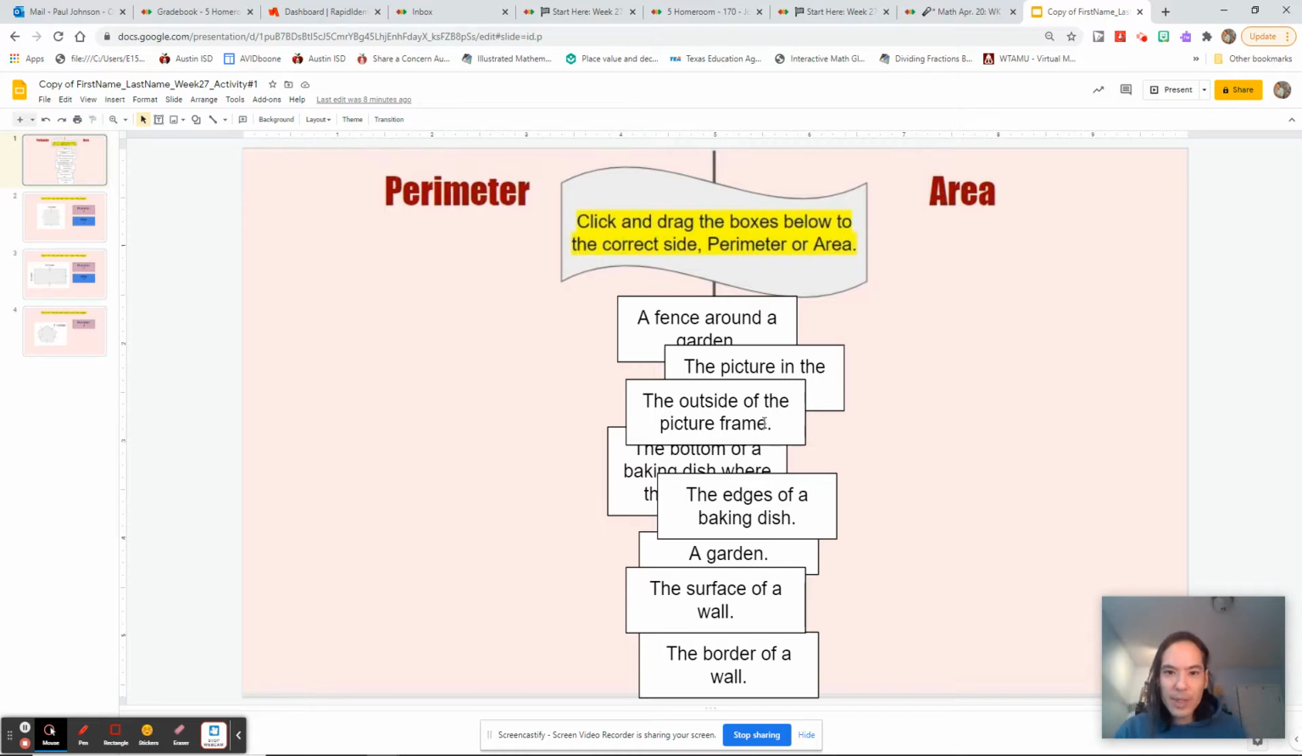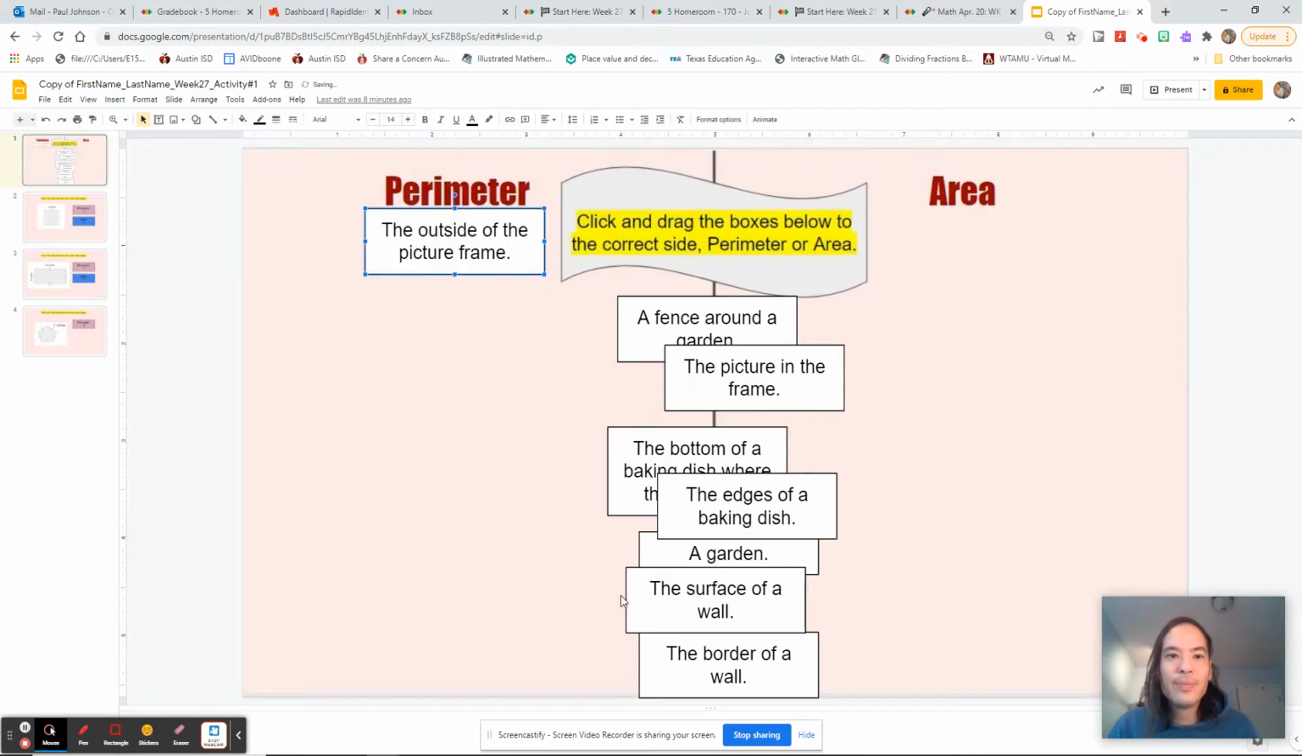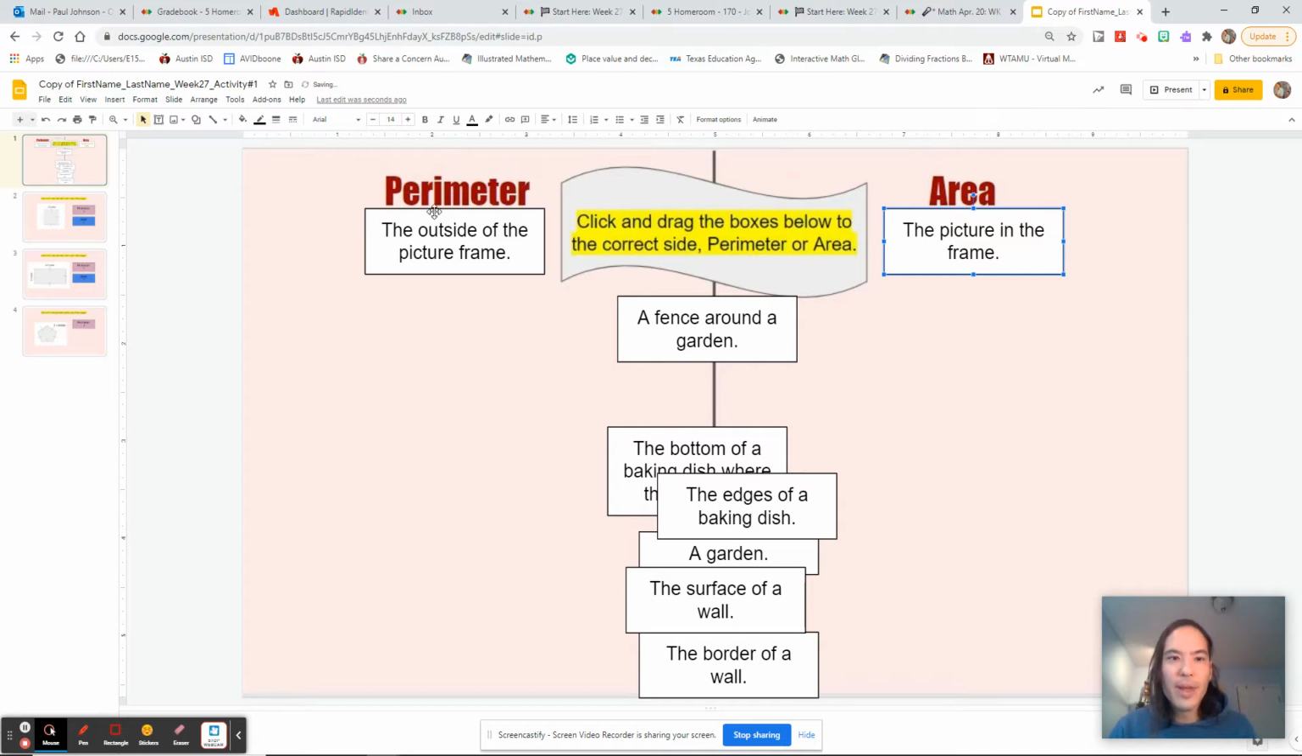All right. So let's go ahead and start. The outside of the picture frame, not the actual picture, the outside of a picture frame, that's going to be a perimeter because that's the outside of the frame, not the inside. All right. The picture in the frame, that's going to be the area, right? So the framing itself is the perimeter. The picture inside the frame is the area.